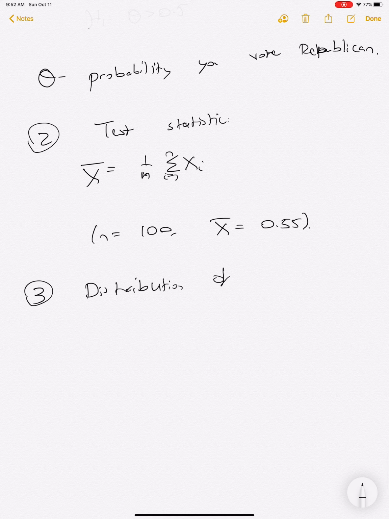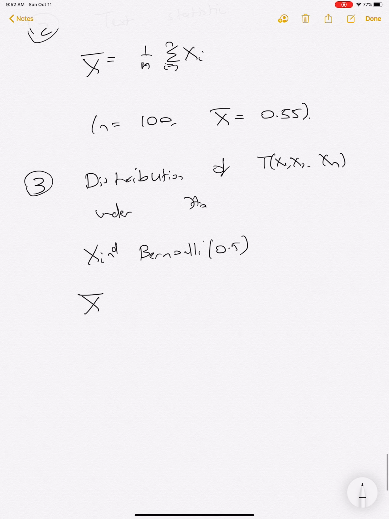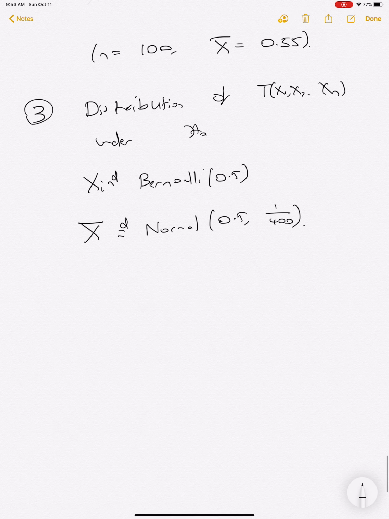of the test statistic under H naught. So under H naught, we know that xi is distributed Bernoulli 0.5, and we know that x bar has the approximate distribution of normal with mean 0.5 and variance 1 over 400.